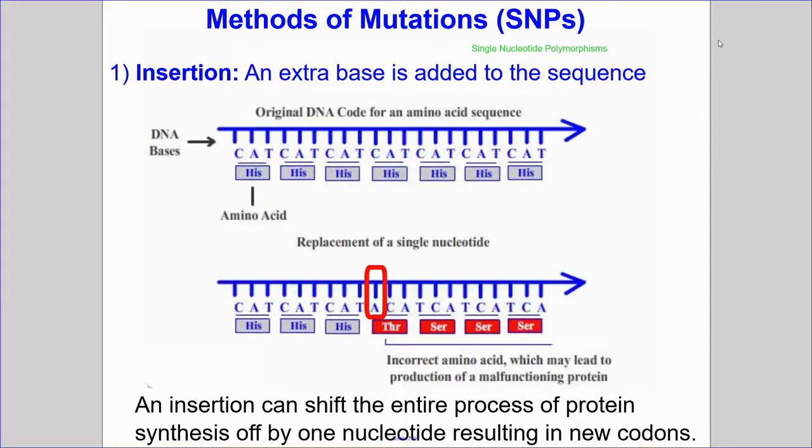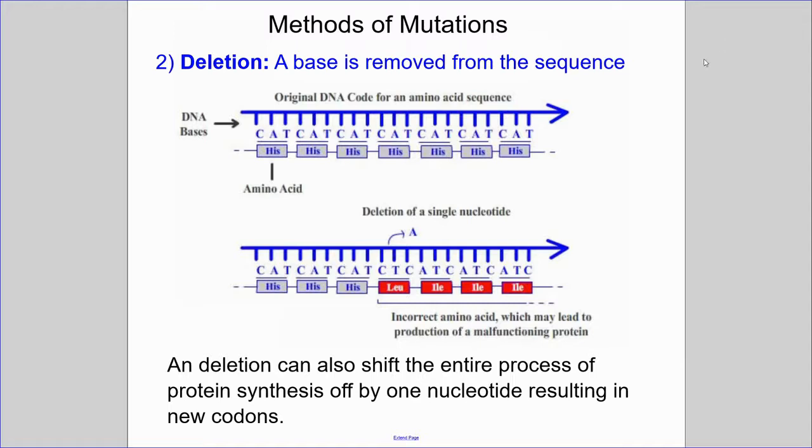Similar to an insertion would be a deletion. So in a deletion, a base is removed from the sequence. So here we have our same original sequence, histidine, histidine, histidine, but this A right here between the C and the T gets deleted. And as a result, the T shifts to the left, then the C shifts to the left, and the A shifts to the left, and everything after that point of the mutation is different from what it should be. The CTC would code for leucine, and then ATC would be isoleucine, isoleucine, isoleucine, instead of histidine, which is what it should be.